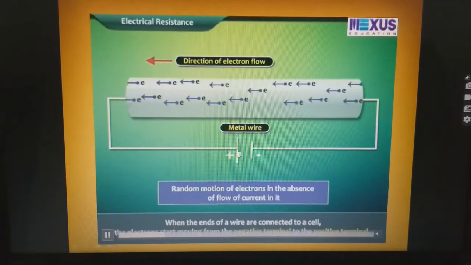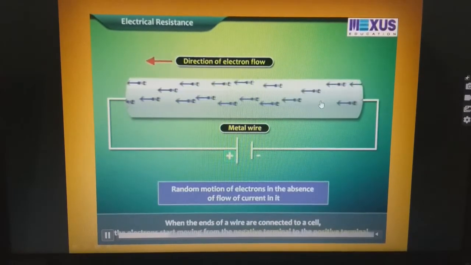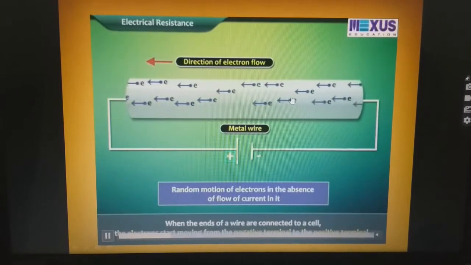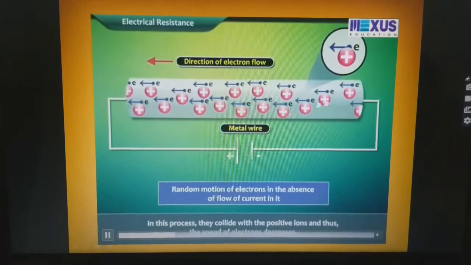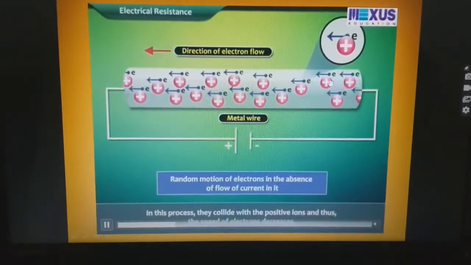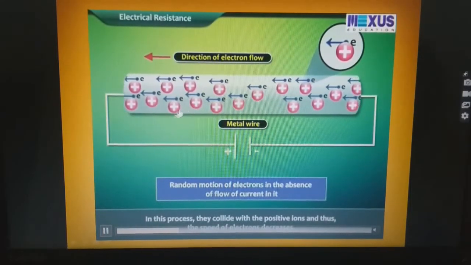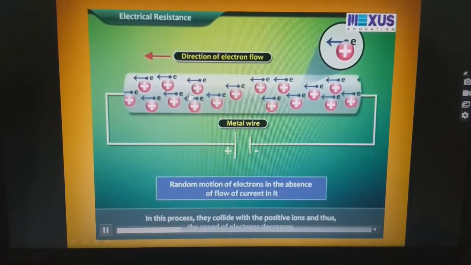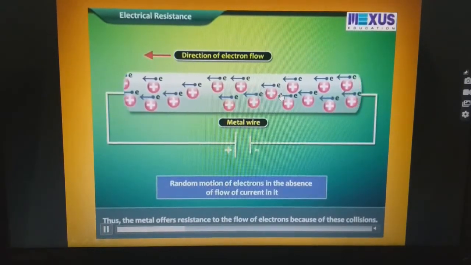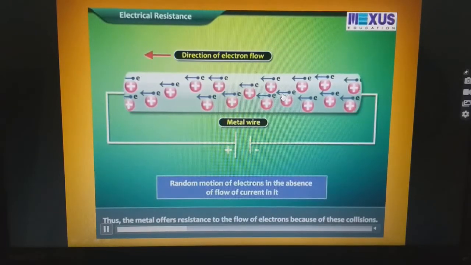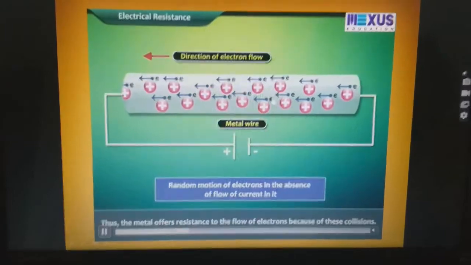So this gives you an order. In order to the motion of charges, charges are moving from this side to this side in a smooth way. Electrons are moving in this direction, that is from negative to positive. Random motion of electrons in the absence of flow of current, and now this gives you a directional flow of electrons. So this gives you the direction in which the electrons are flowing.